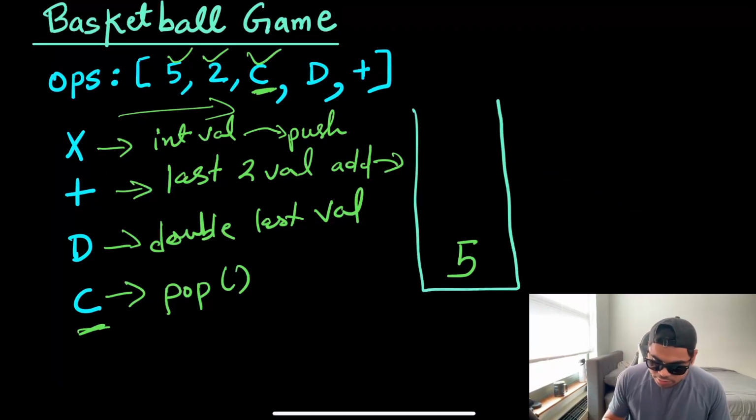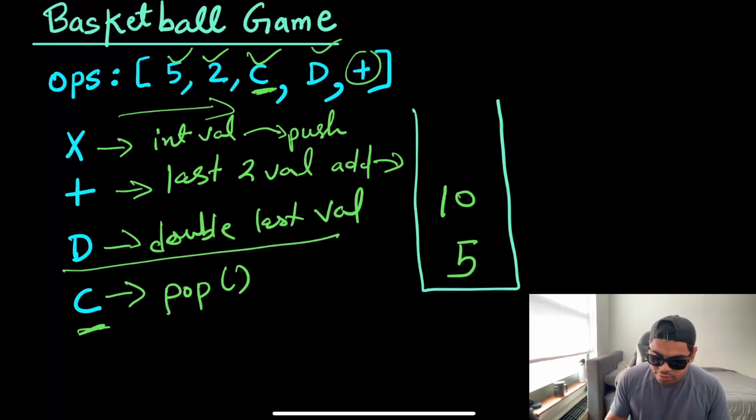Then we see D, which means whatever the last score is, double it and push it onto the stack. So now you double 5 and put it here. Now you see a plus, which means add the last two values and push the result onto the stack. So now you add these two up and push it to the stack. 10 plus 5 is 15, and this will be your final state.